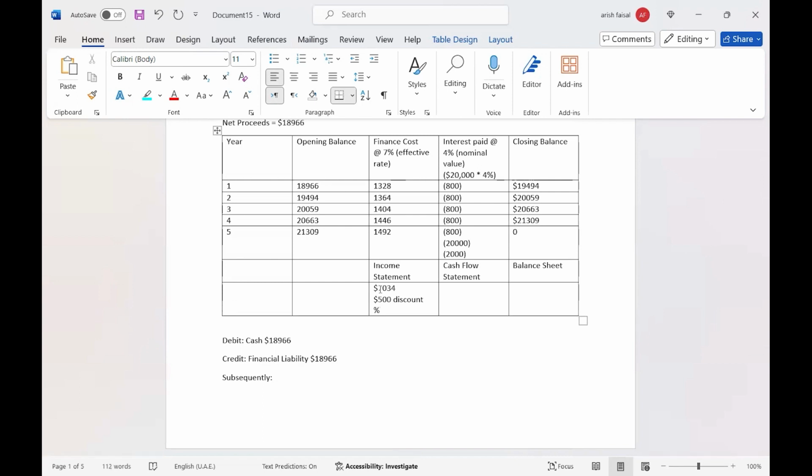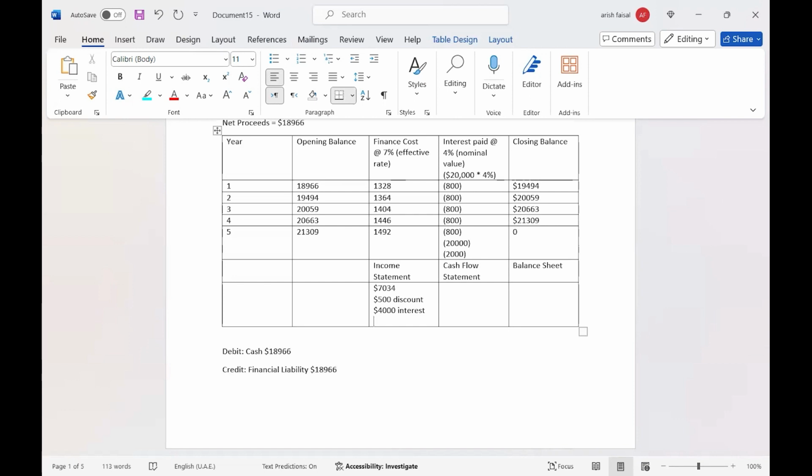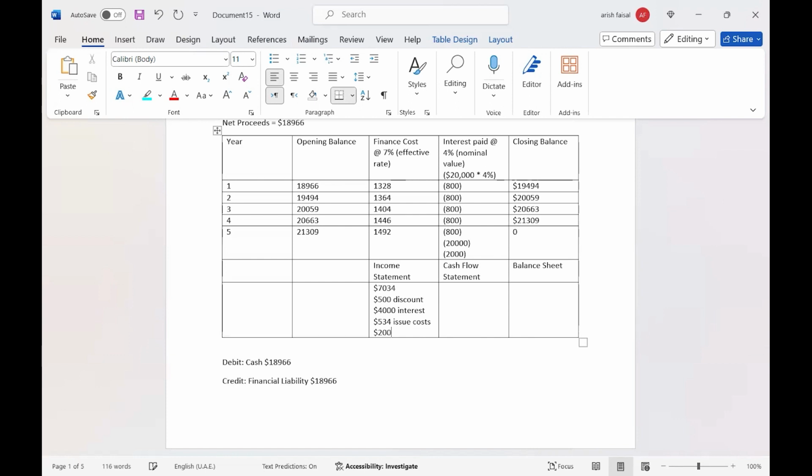Okay, 800 is basically the interest for 1 year. So for 5 years it will become a total of 4000 interest which has been paid, right? And then there's an issue cost also of 534, and then there is also a premium of 2000. So if you add up all of them, you exactly get 7034. So these were the four different costs of issuing the loan note to the company, which has been recorded on an accrual basis over the period of 5 years. And that's what you call the amortization method.